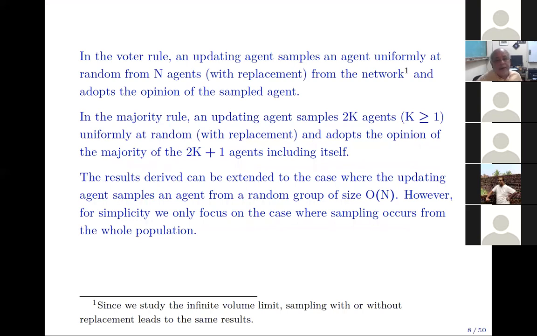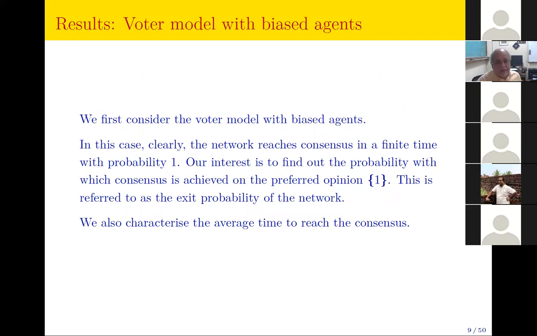In the voter rule, an updating agent samples an agent. So the results, let me just talk about the results. First, it's just about the voter model. Because there's a bias towards 1 and you're taking n to be finite, the network will always reach a consensus in finite time with probability 1, and the preferred opinion 1 will be the consensus. In probability, this is referred to as the exit probability of the network. So we also characterize the average time it takes to reach the consensus.